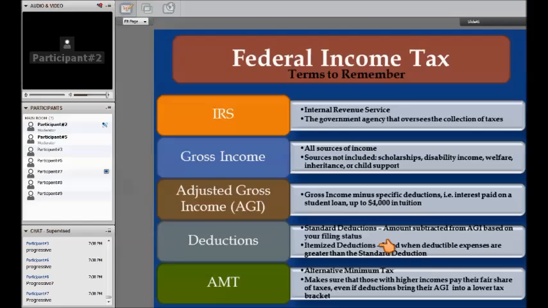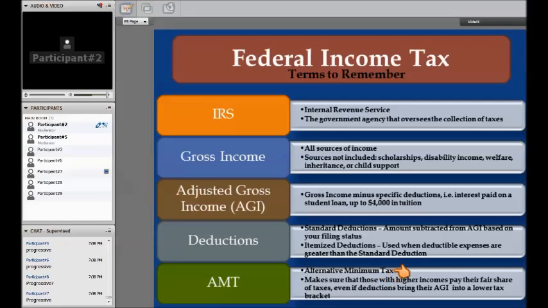But you have to make sure that you always have proof of that. Okay, and these are deductible expenses. When those deductible expenses are greater than your standard deductions, okay, you want to see which one of these is going to be greater, and you want to pick the bigger number.